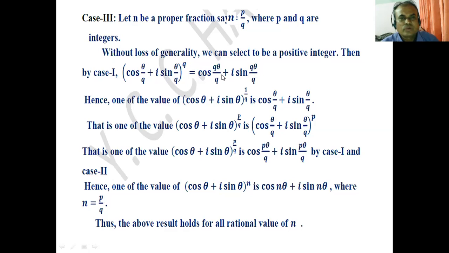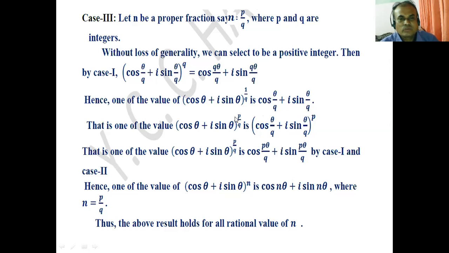Hence one of the values of (cos theta plus i sin theta) raised to 1 by q is cos theta by q plus i sin theta by q. Since q is positive, the theorem is valid for this. That is one of the values of (cos theta plus i sin theta) raised to p by q. Again p is positive, therefore we can write this as cos theta by q plus i sin theta by q.